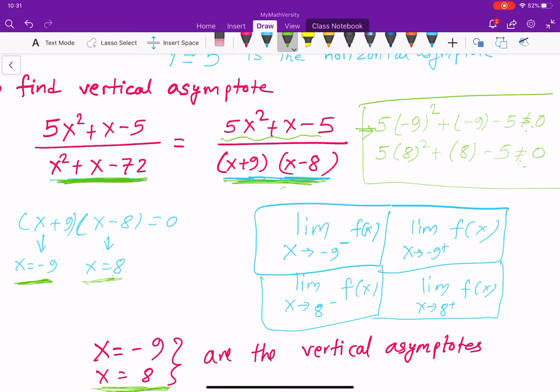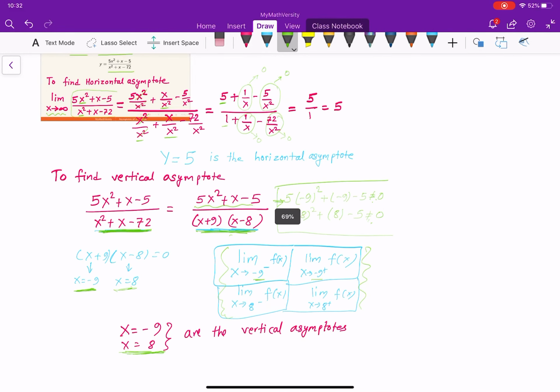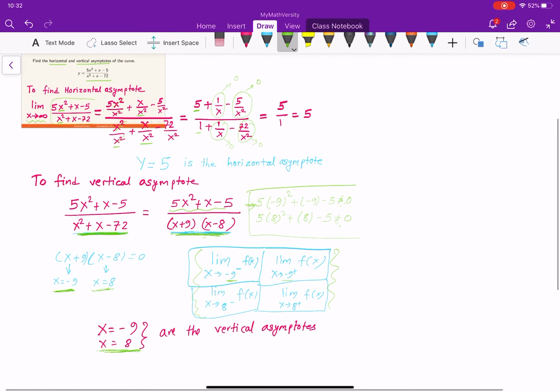But you can also apply the definition of the limit here to check at these numbers, either the left side or right side limit, or the limit, to see if that is infinity or negative infinity. If that happens, then it will also be the vertical asymptote. So this is how we can find the horizontal and the vertical asymptote for the given rational function.